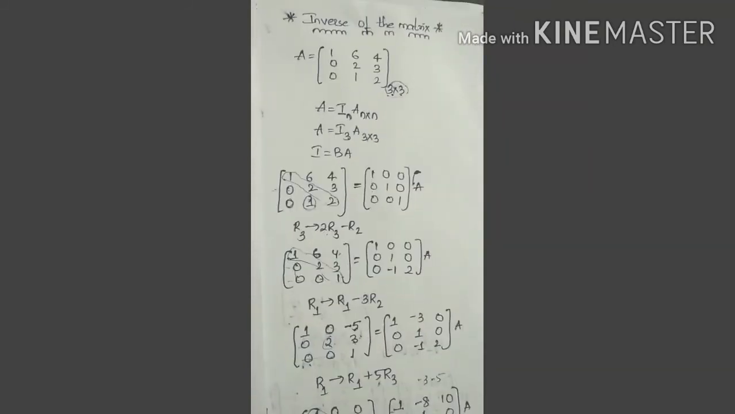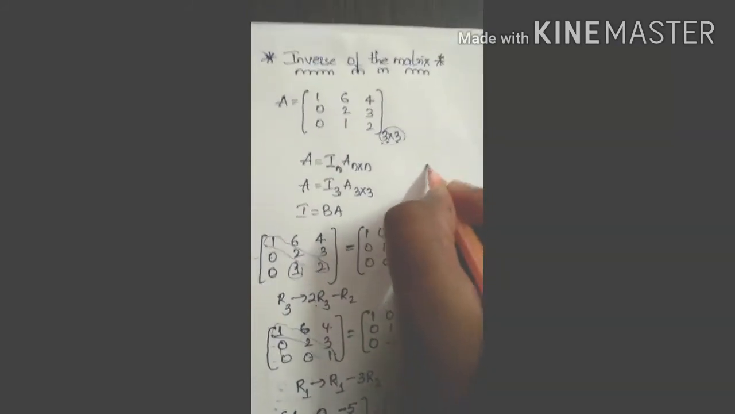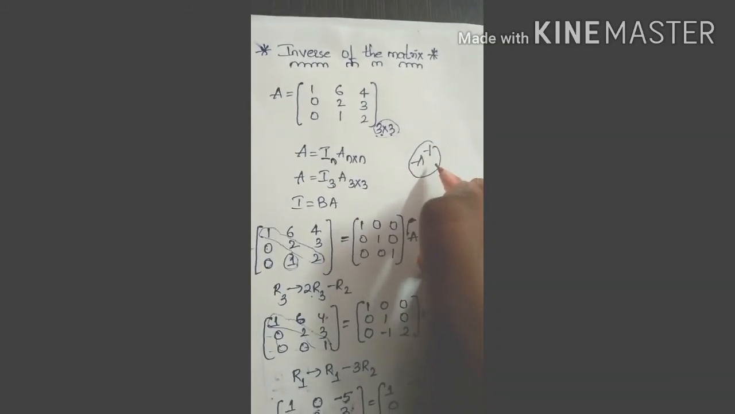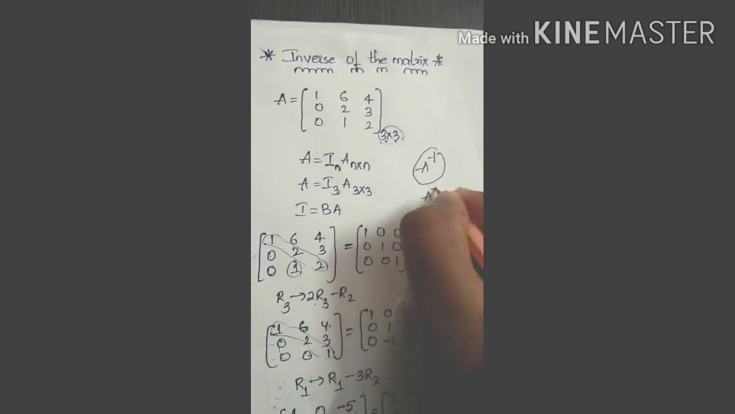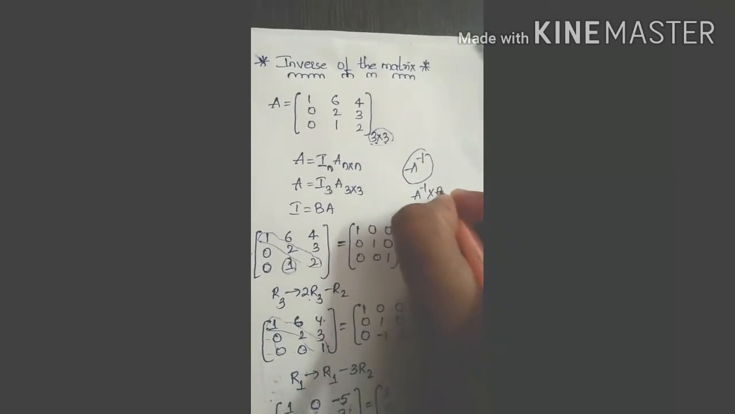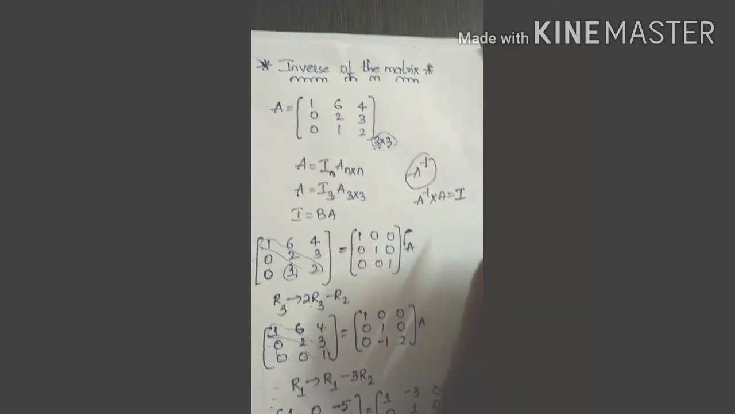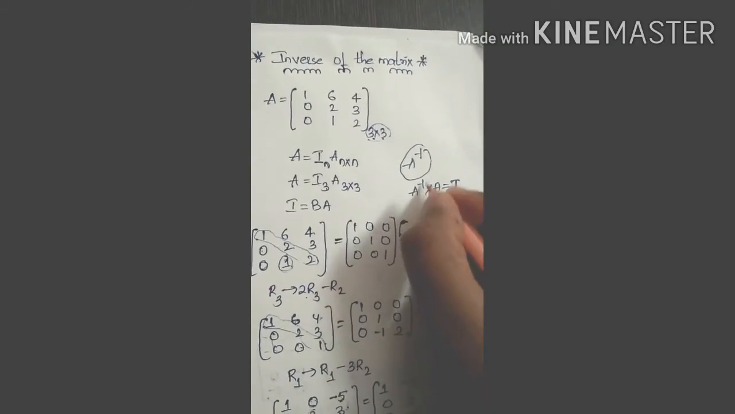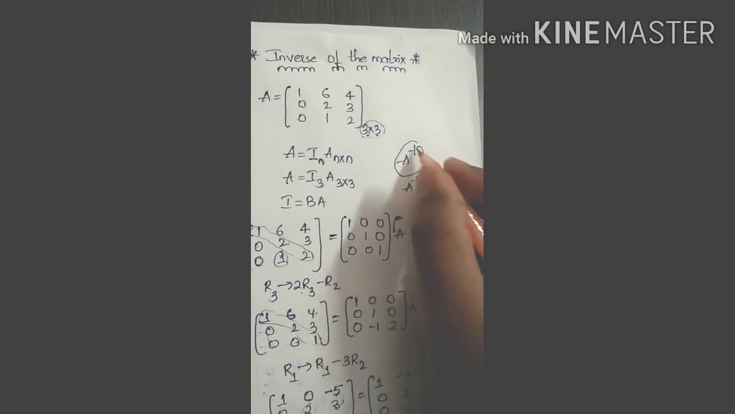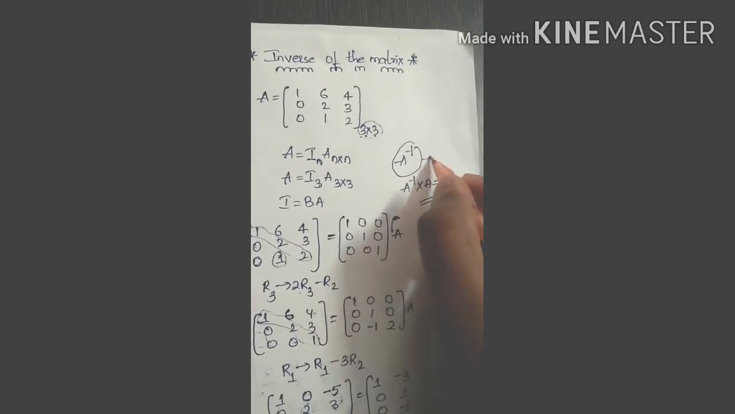Next, we got the A inverse value, right? Is the A inverse value right or wrong? To know that, you should multiply A inverse into A. If we get the identity matrix I, then the answer is correct. If we do not get the identity matrix I, then the A inverse value you got is wrong. This is a trick to find out if your answer is right or wrong.